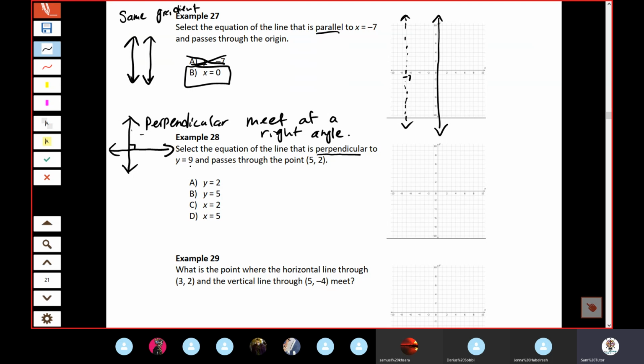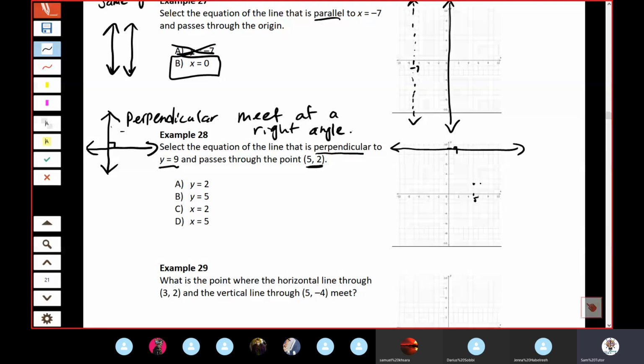So first thing you draw is y equals 9. So there's 9. There's my line, y equals 9. It has to pass through the point (5, 2). So x is 5. This is at 2. Y is 2.